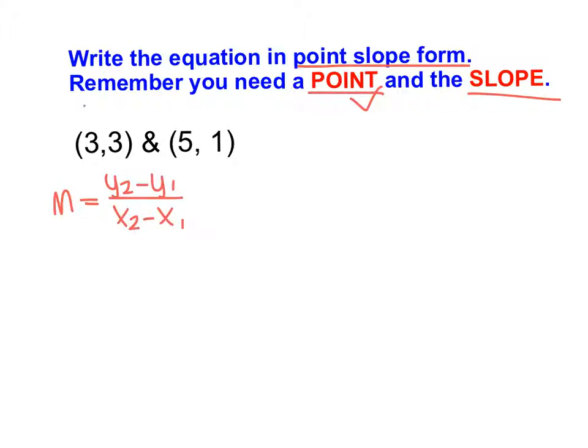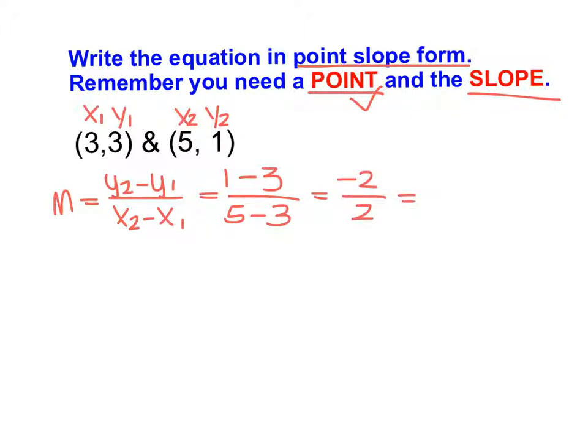So I need to label my points as x1, y1, x2, y2, and then substitute. So I have 1 minus 3, my y2 minus my y1, over x2, which is 5, minus x1, which is 3. So here I end up with -2 over a +2, which simplifies to -1 over 1, or a slope of -1. So here I can see that my slope is a -1.